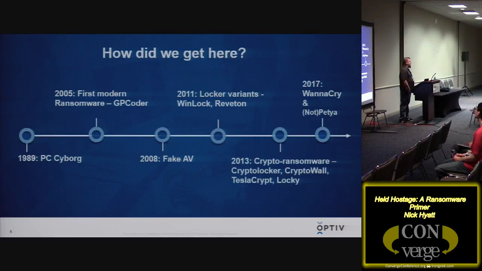But if you fast forward from 89 to 2005, you get to your first modern ransomware, which we know as GPCoder. And then in 2008, we had the scourge of fake AV, which 10 years later really has not gone away. You have your Locker variants in 2011, so Locker, WinLock, Reveton. In 2013, you get into your modern crypto ransomware. So that's CryptoLocker, Cryptowall, TeslaCrypt, Locky, all of these things. And then in 2017, we have everybody's favorite marketing headline in WannaCry, and then the NotPetya or Petya attack, however you want to talk about that.